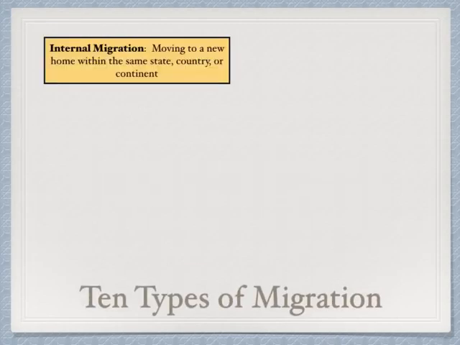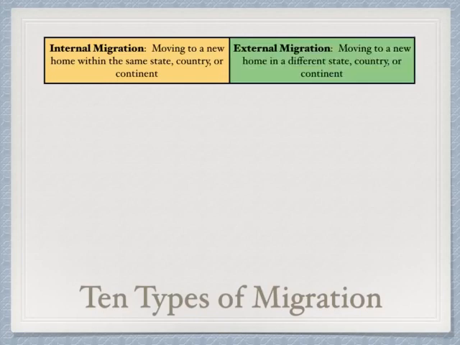First of all, there's internal migration. This just means moving to a new home within the same state, country, or continent. The opposite would be an external migration, moving to a new home in a different state, country, or continent. But notice, you could actually do both in the same migration. Let's say, for example, that I move from the United States to Canada. Technically, this is an external migration because it's a different country, but at the same time, it's within the same continent, so it is also internal.